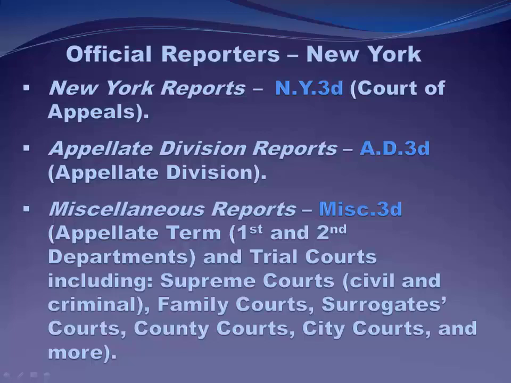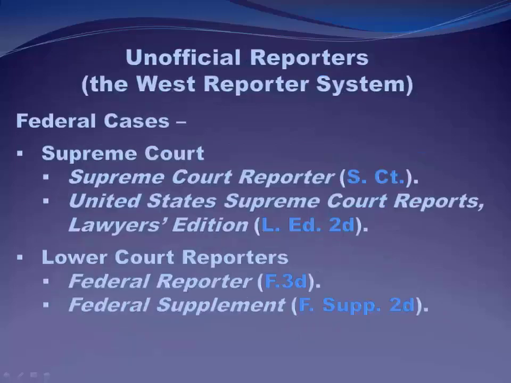The Appellate Division reports are AD 3rd, and then the miscellaneous report is where that whole grab bag of trial courts would have their opinions reported. West also has unofficial reports. As I mentioned, the Federal Reporter and the Federal Supplement are the only two available for the intermediate and the district courts at the federal level.